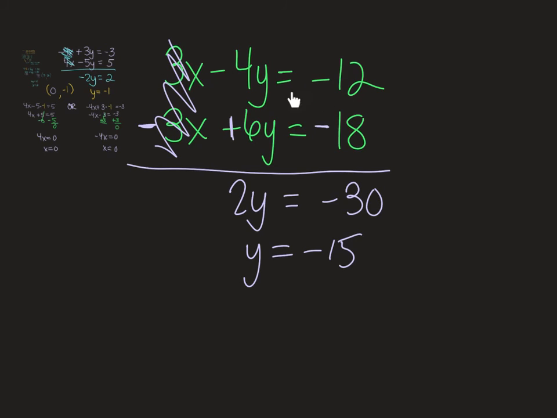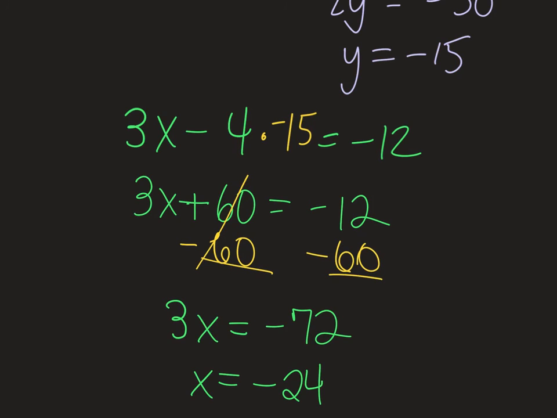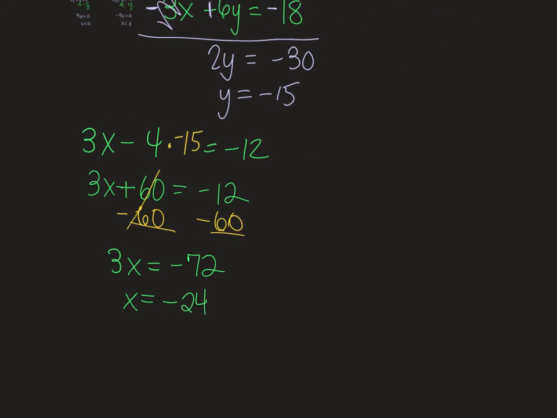I have to keep the whole equation though. So even though I scribbled this out, let's go back. It has to be one of the green equations. I could stick it in the bottom one. I could stick it in my new bottom one after I change the sign. I could stick it in the original green bottom before I change the signs, as long as you replace y with negative 15 somewhere. So I've chosen the top equation. I've replaced y with negative 15, and I'm going to find x. I ended up with x equals negative 24. So my answer is negative 24, comma negative 15. That's where the two lines cross.